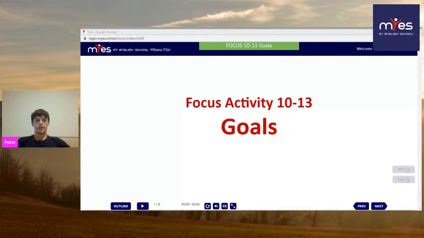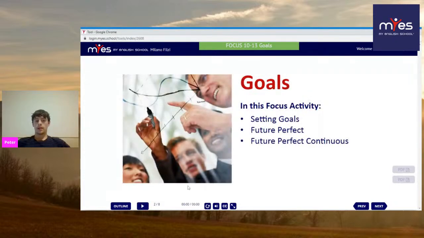Today, our focus activity, or 10 to 13, is goals. Today, we look at setting goals, the future perfect, and the future perfect continuous. All right, so the language of setting goals and the different vocab associated with setting goals. The future perfect, how to form it, when to use it, and the future perfect continuous, and the difference in when to use them.